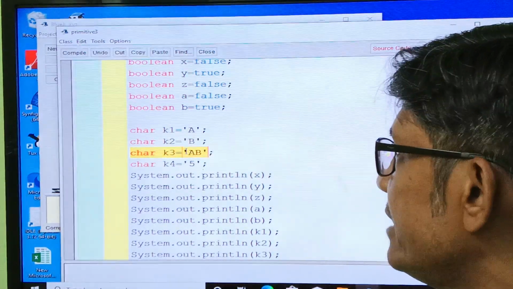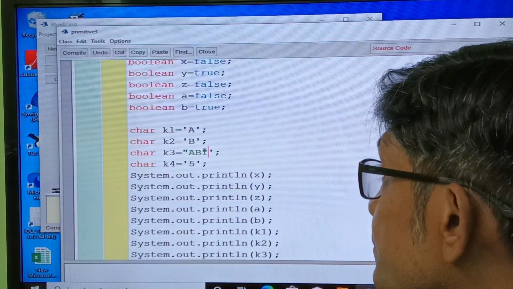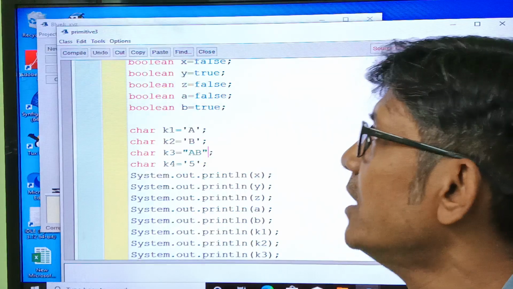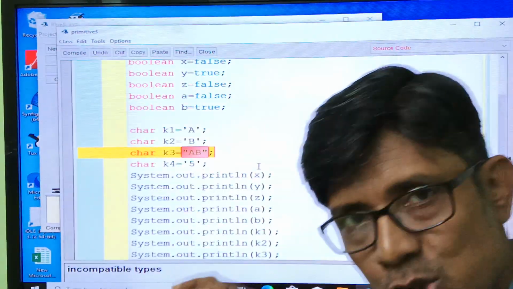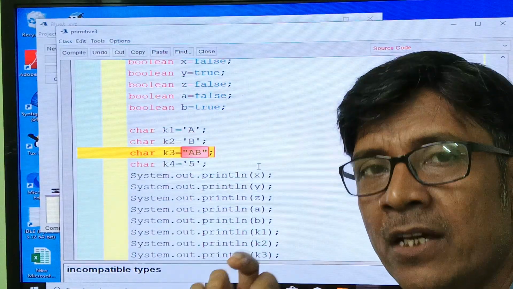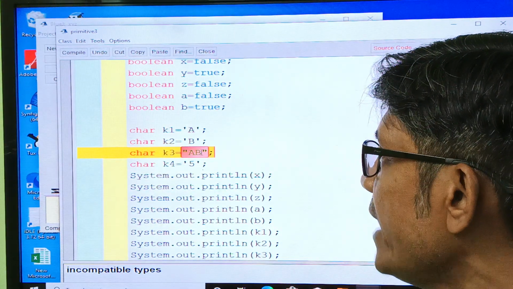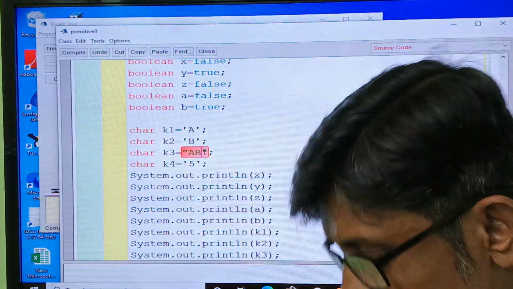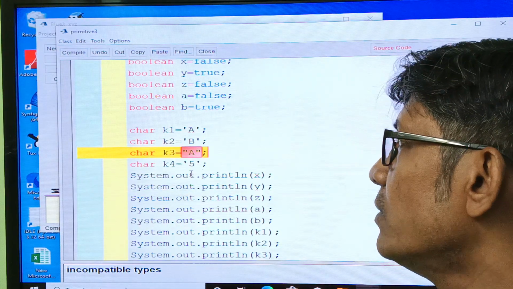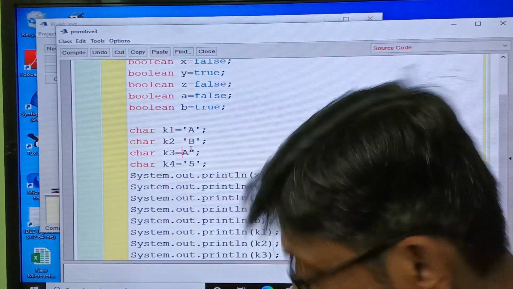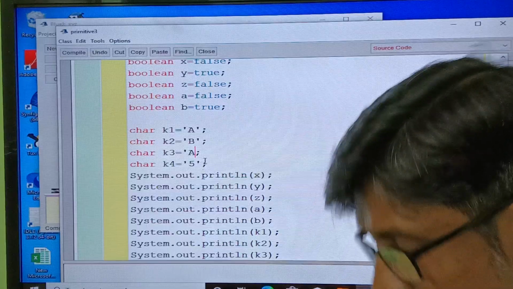If you write like this, still it is not valid. Compile, check, there is a problem, incompatible type, because this is a string type and this is a character type. String is multiple characters and character is a single character, so this is not valid. If you write double quote also, it is not valid within single quote. If you write double quote, compilation done, no, there is a problem. So what you will do, you write K3 within single quote, like this, then this is valid.